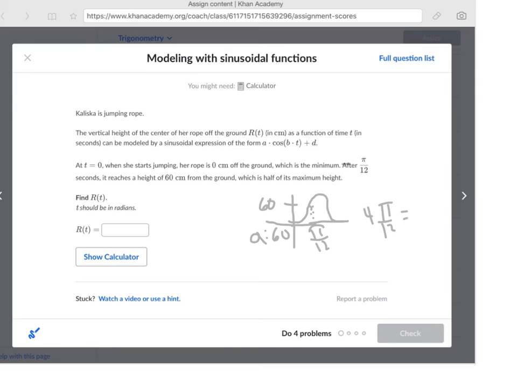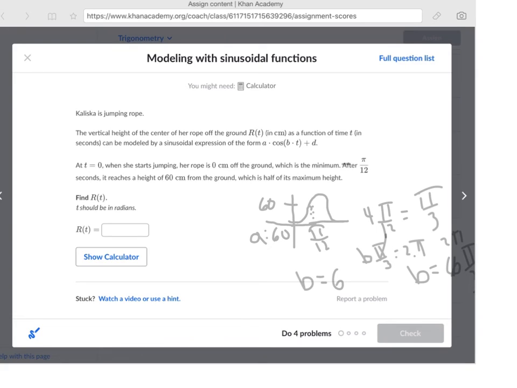So if you think about it, pi over 12, and then you multiply that by pi over 3. Okay, so if we multiply that by pi over 3, we in fact get our 2 pi, which is what we want. So we said our B was 6. So we've got our A, 60. We got our cosine as cosine, and our D is 60 also.